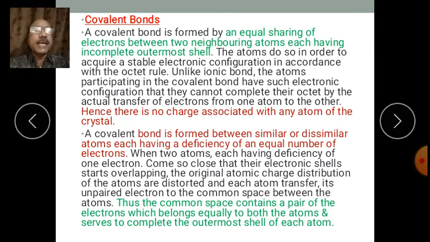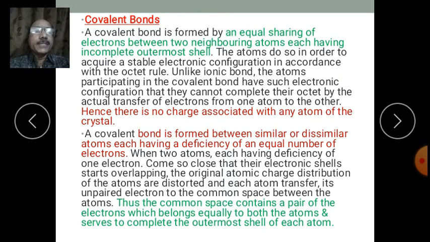But what is the condition? The condition is each having a deficiency of an equal number of electrons. So a covalent bond may be formed between similar atoms or dissimilar atoms. The only condition is that they should have a deficiency of an equal number of electrons. They should have a requirement of an equal number of electrons in order to complete their octet.